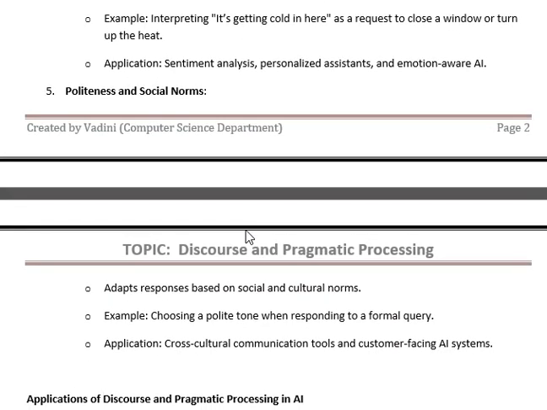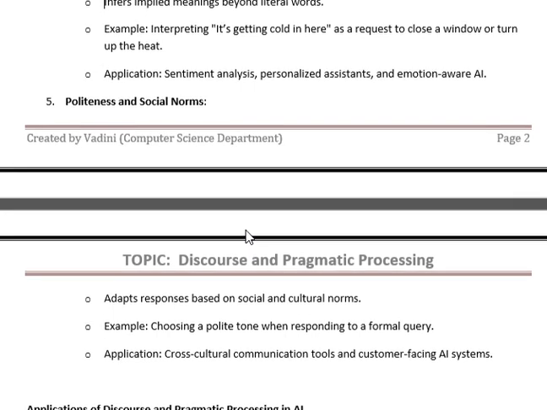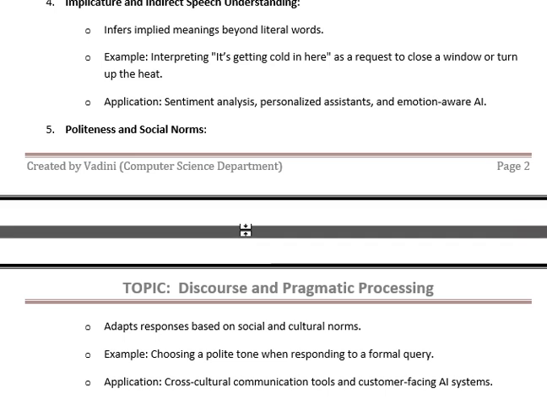The fifth one is politeness, which is a social norm. It adapts responses based on social and cultural norms. For example, choosing a polite tone when responding to a formal query. And the applications we use here for politeness and social norms are cross-cultural communication tools and customer-facing AI systems.